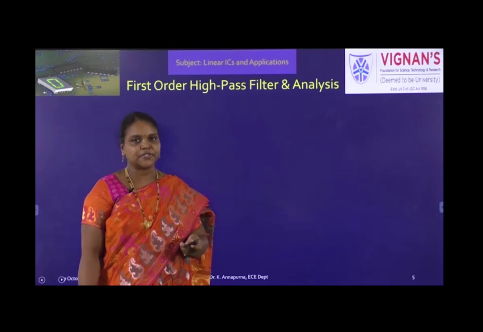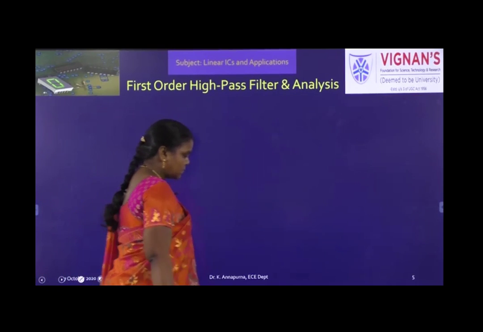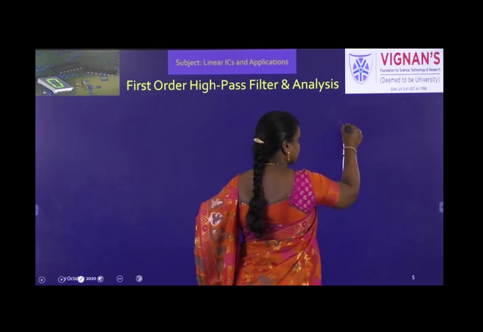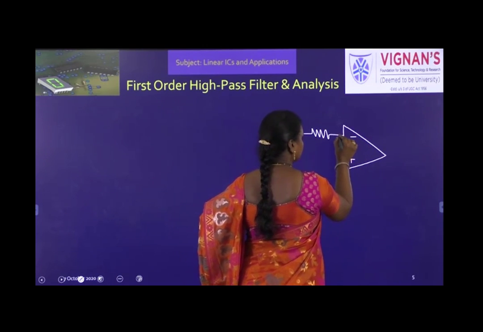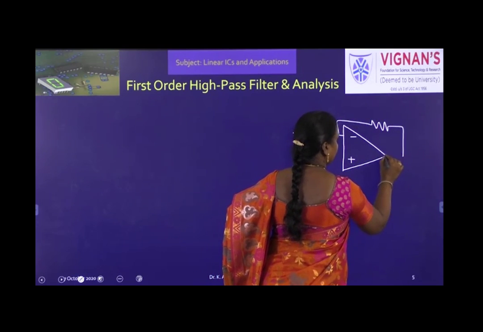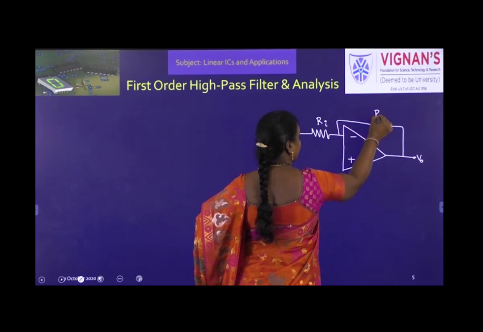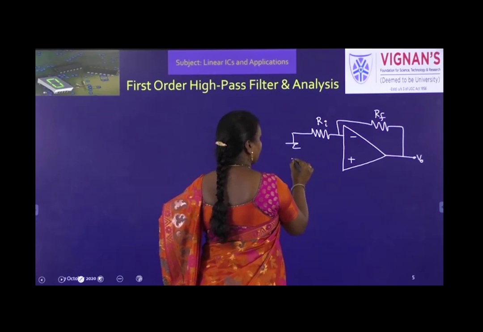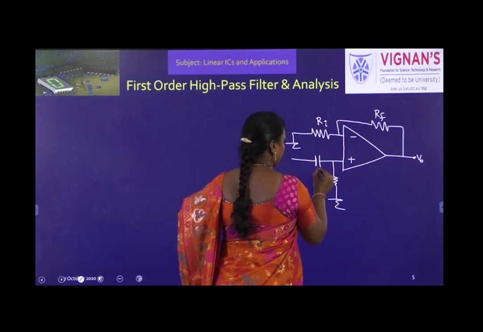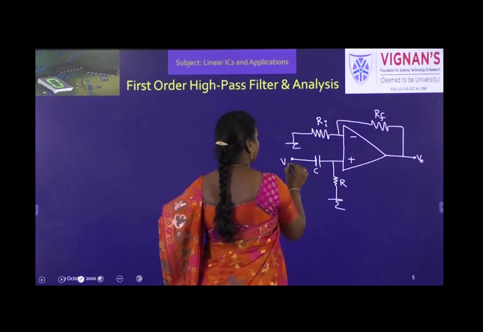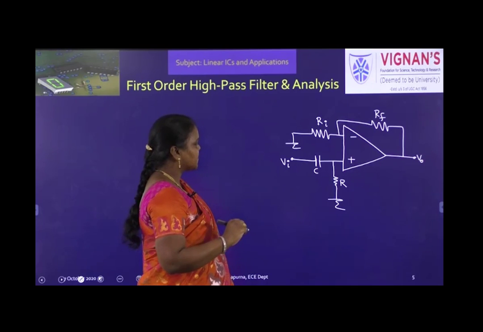Now let us see the first order high-pass filter. This is the circuit diagram of the high-pass filter. If you observe, we are operating the operational amplifier in non-inverting mode. So what will be the output expression?